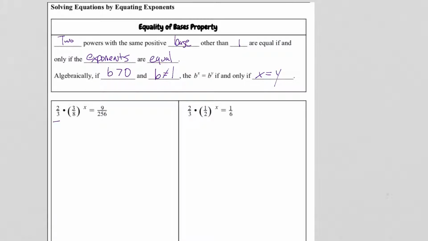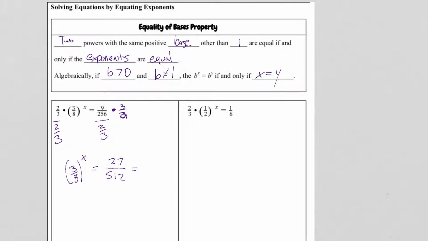So if it's multiplied by 2/3, divide by 2/3. If I divide by 2/3, it's the same as multiplying by 3/2. So you get 3/8 to the x is equal to 3 times 9 is 27, 256 times 2, 512.